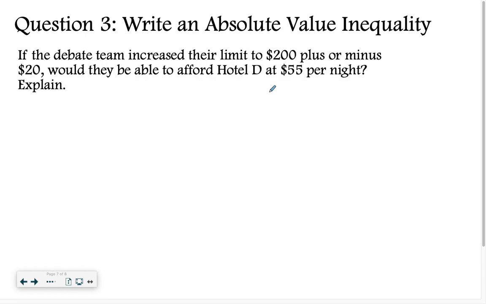Now I want you to take that same train of thought and think about if the debate team increased their limit to $200 plus or minus $20, would they be able to afford hotel D, which did not exist on the last slide, at $55 per night? Explain. Good luck.